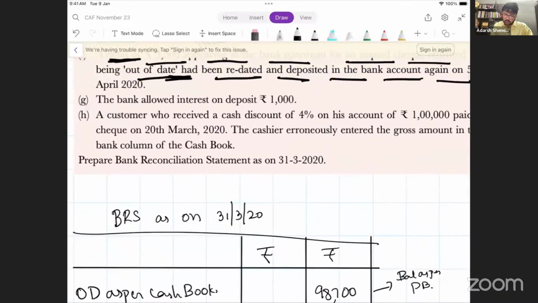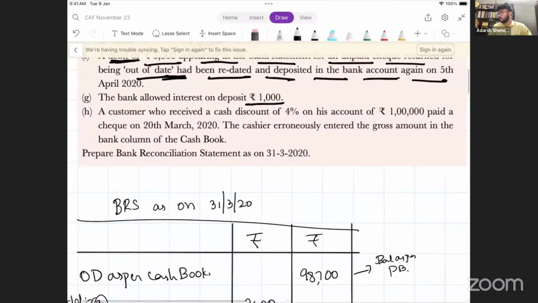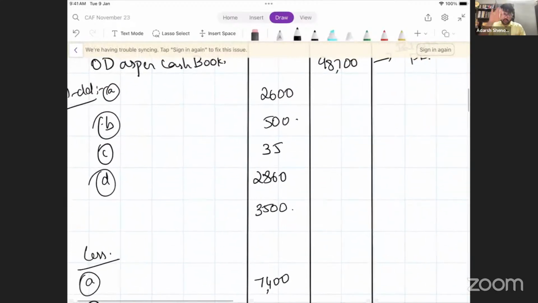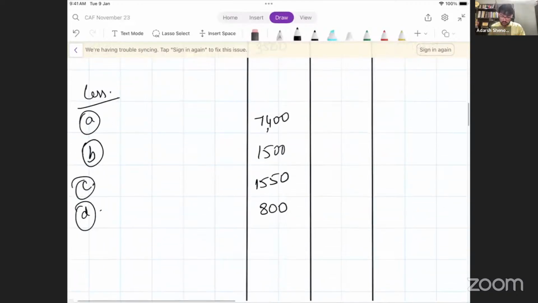Bank allowed interest on deposit 1,000. Bank is allowing interest on deposit. So this is increasing our balance, right? Increasing our balance by 1,000. So starting point is passbook, so I'll have to minus this.